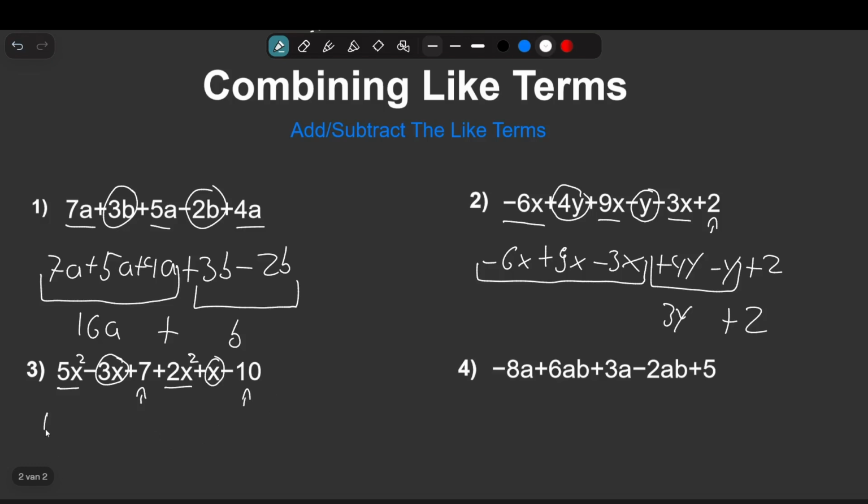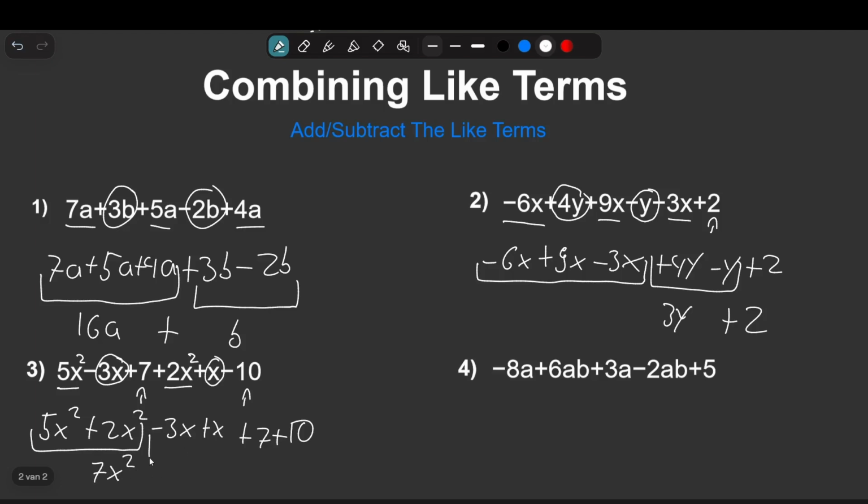So we're going to do first 5x squared, and then plus 2x squared. Now we're going to go over to our circles, which is minus 3x and plus x. And then for our last two is plus 7 and plus 10. And now we can start adding and subtracting these. So we're going to start with 5x squared and 2x squared. We're going to add these two, and this will give us 7x squared.